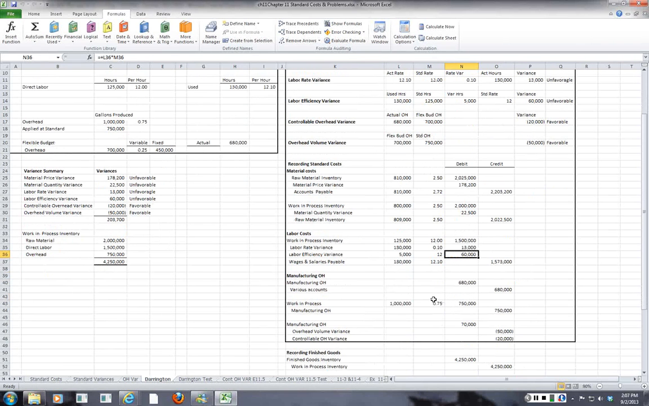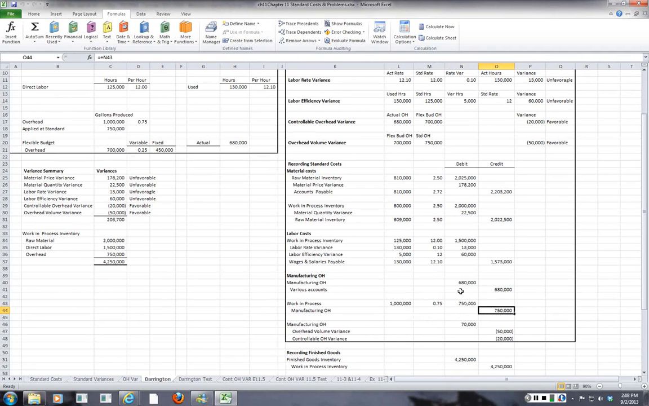Going down to manufacturing overhead, the actual was $680,000, which is right up here, and the various accounts that we're going to include and credit total $680,000. So now what goes into work in process is the 1 million gallons times the standard rate of 75 cents. So we're going to put in there $750,000, which is this applied at standard. Then we're going to deduct that from the manufacturing overhead.